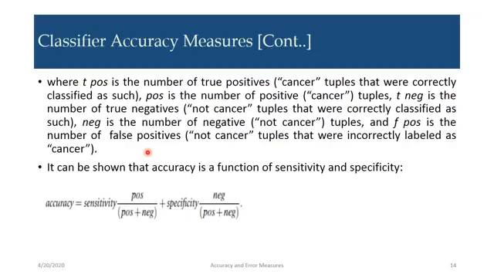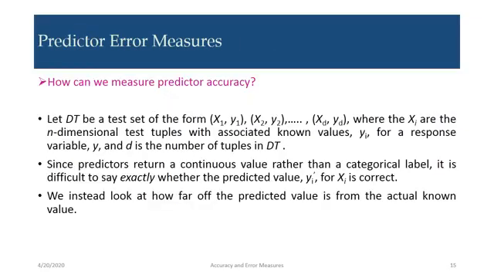It can be shown that accuracy is a function of sensitivity and specificity. So here finally we have a formula for accuracy, where accuracy is equal to sensitivity into positive by positive plus negative, plus specificity into negative by positive plus negative. So up to this we have discussed classifier accuracy.